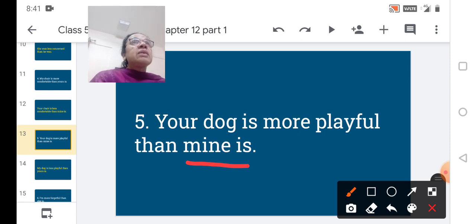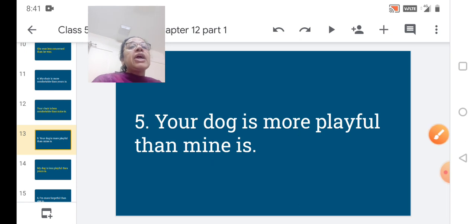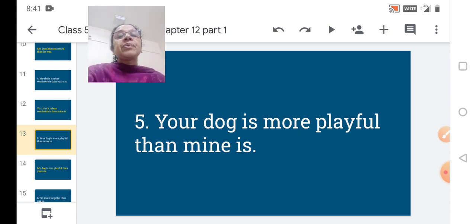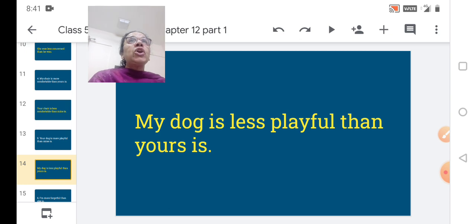Remember the first example we did. My book is more interesting. Same thing. Here it is given in the reverse way. So here you are going to write the latter part as my dog is less playful than yours is. Just look at the answer. My dog. You will not use mine. That is wrong. Wrong English. It doesn't sound correct. My dog is less playful than yours is. You understood, students?